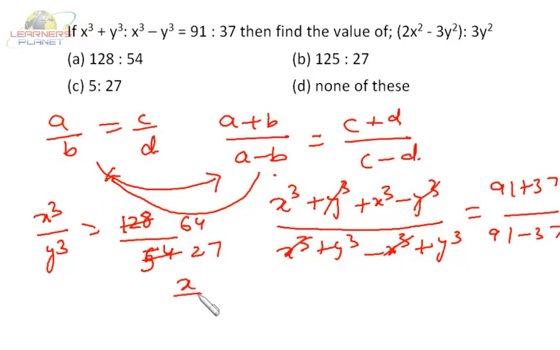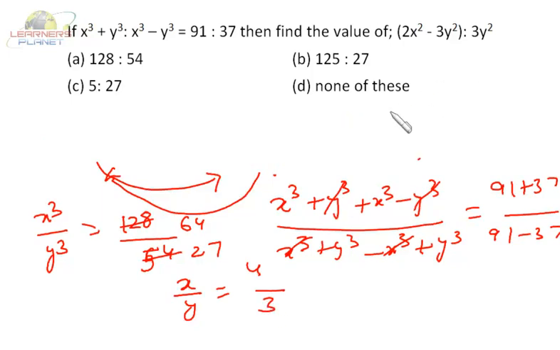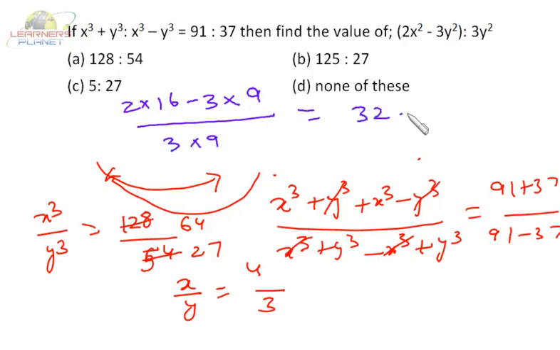That means x by y will be the cube root of this. So cube root of 64 is 4 and cube root of 27 is 3. Now put the value of x and y in the given expression. You will be getting the answer. It's 2 into x square, which will be 16, minus 3 into y square, which will be 9, divided by 3y square, that is 3 into 9. So it is 32 minus 27 over 27, that is 5 by 27. That means this is the correct answer. I hope you are clear.